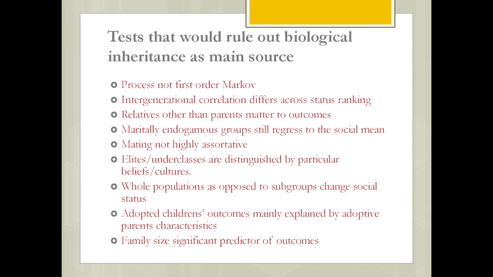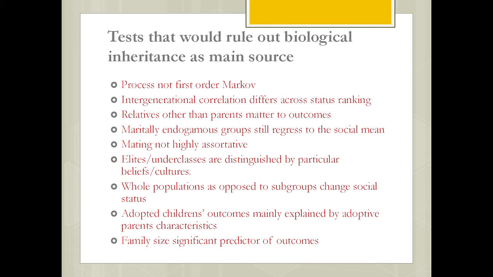If mating is not highly assortative, then this process couldn't possibly work, because the characteristics of spouses have to be very, very similar to the characteristics of the other partner to get this kind of correlation. If there's just random matching, you couldn't get this kind of correlation across generations. And again, elites and underclasses are not going to be distinguished by particular beliefs and cultures. The way they will get their status is by being selected from a larger population by some process that generates them as an upper class or a lower class.